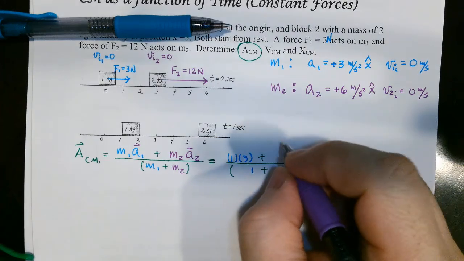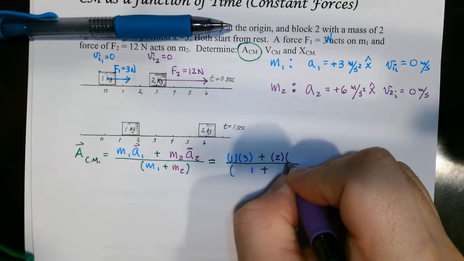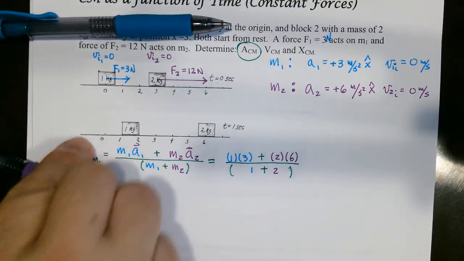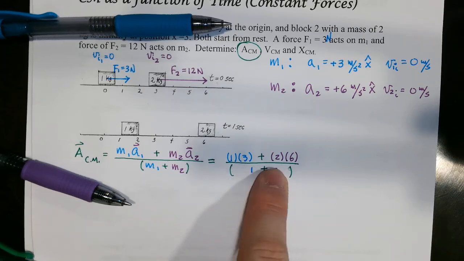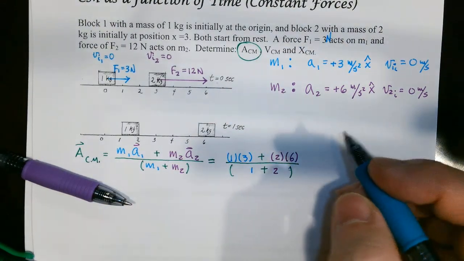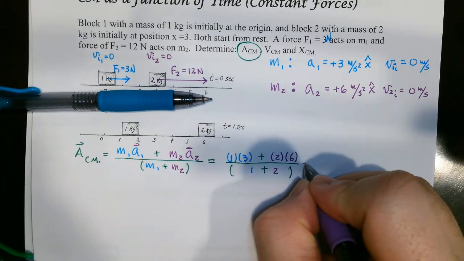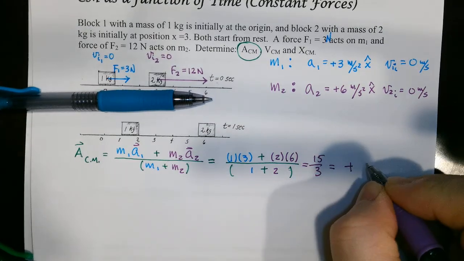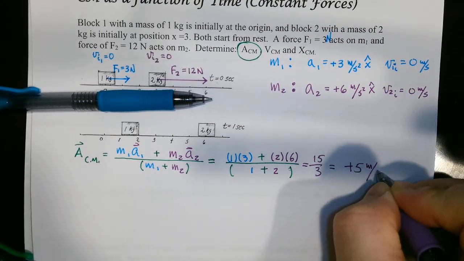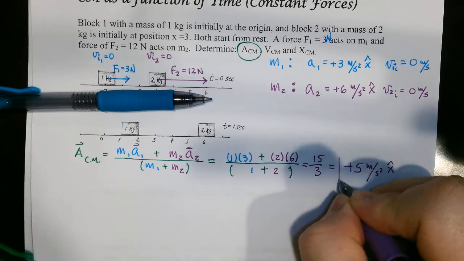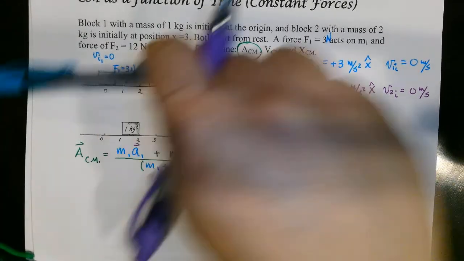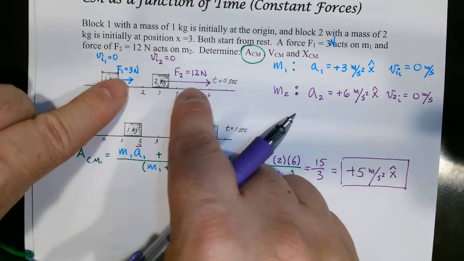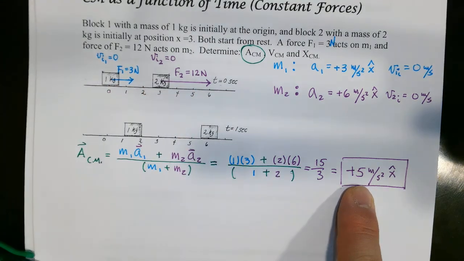M2, which is 2, times A2, which is 6, and M2 is 2. Right? So 3 plus 12 divided by 3. So that is 3 plus 12 is 15, divided by 3, is equal to positive 5 meters per second squared, x hat. That is my acceleration of center of mass. So as these are accelerating across, the center of mass is accelerating at 5 meters per second squared.